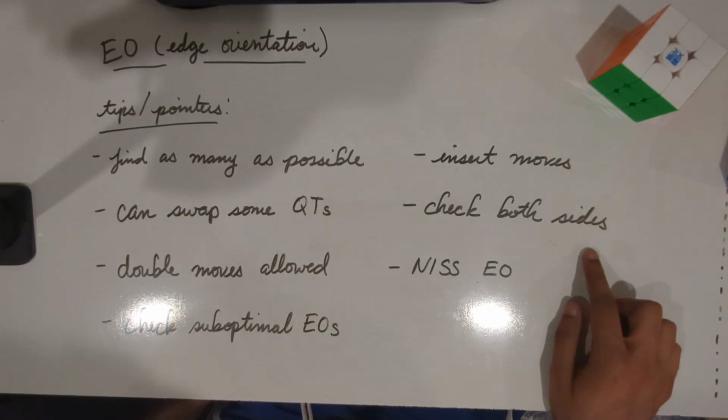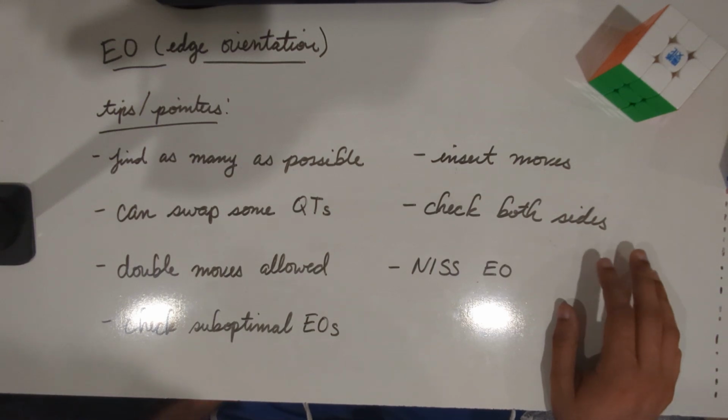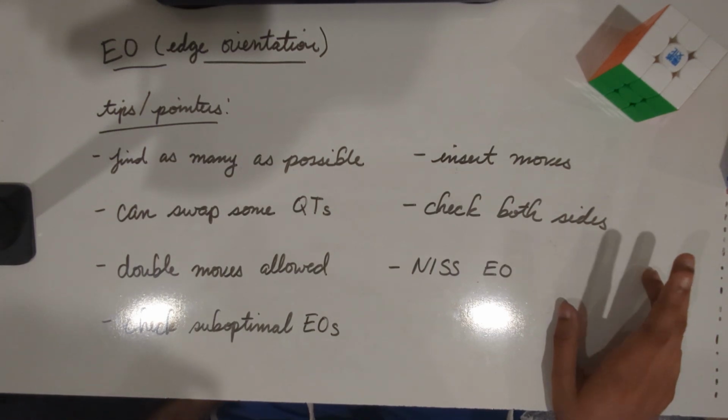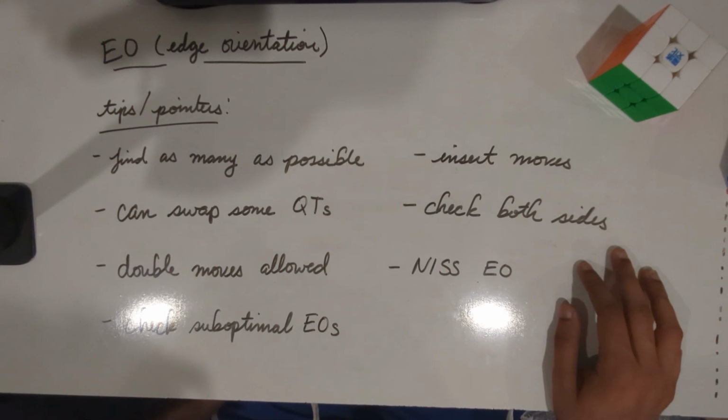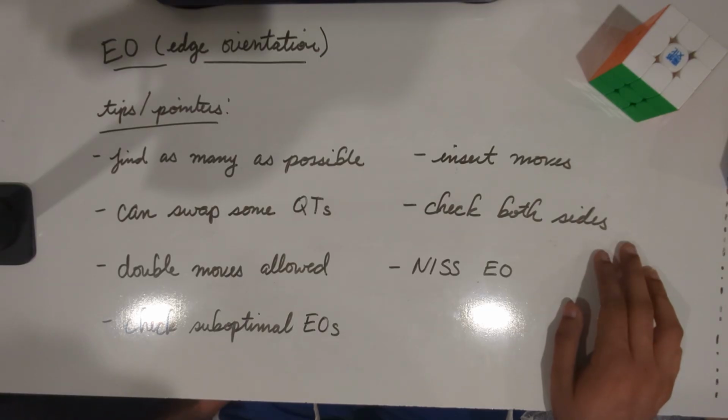This next point has to do with checking both sides of the scramble, both normal and inverse. Just because there's no short EOs on normal doesn't mean that the inverse is also guaranteed to be bad. And even if both sides are bad, you can get different cases into DR. One of them might be good and one of them might be bad. So definitely make sure to check both sides.